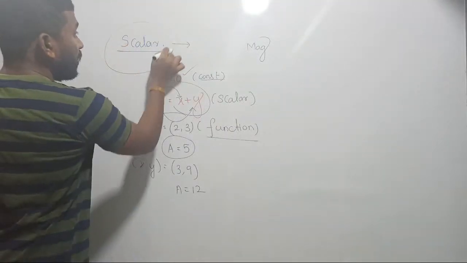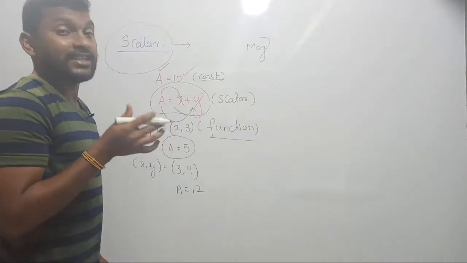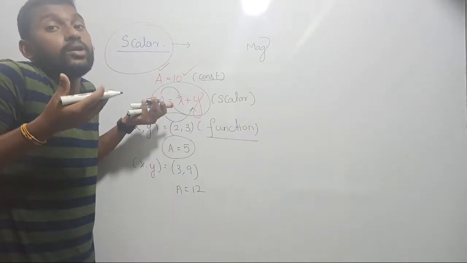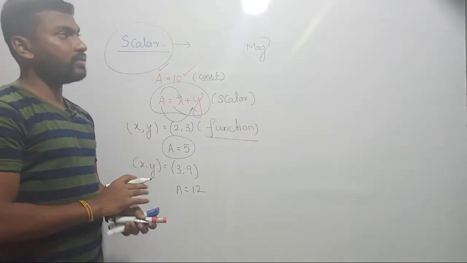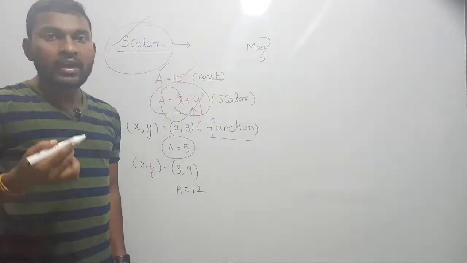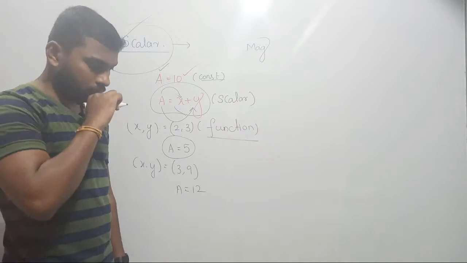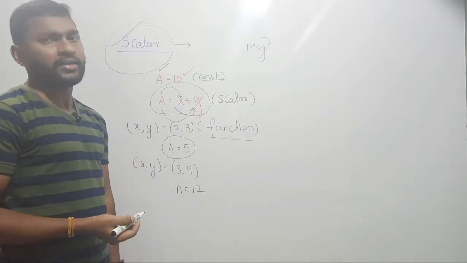So scalar is a function. It has only magnitude. There is no specific direction for the quantity. That's all. That is the basic definition of scalar. Am I correct? Of course I'm correct, right?